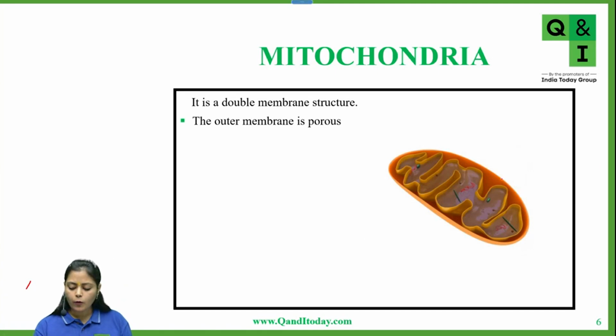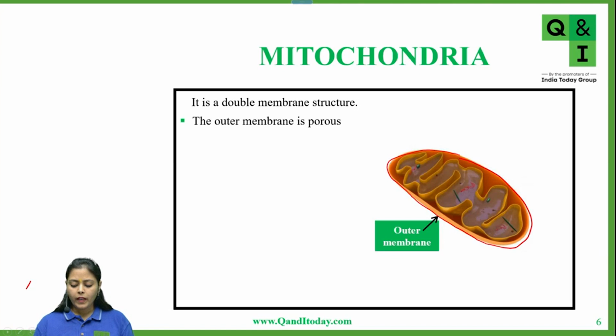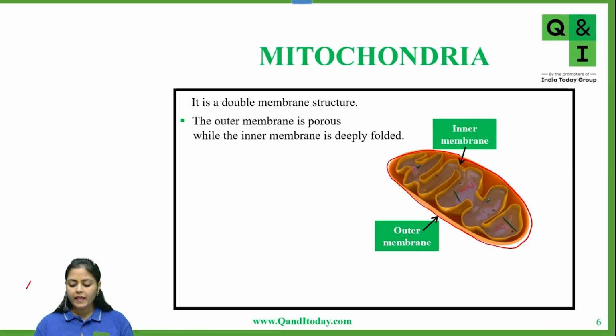So this is the outer membrane. This outer membrane is porous, that means it allows the entry of molecules inside and outside. This is the outer membrane, while the inner membrane is deeply folded. You can see from here, this is the inner membrane, and it is deeply folded into finger-like projections. These are inner folds of the inner membrane.